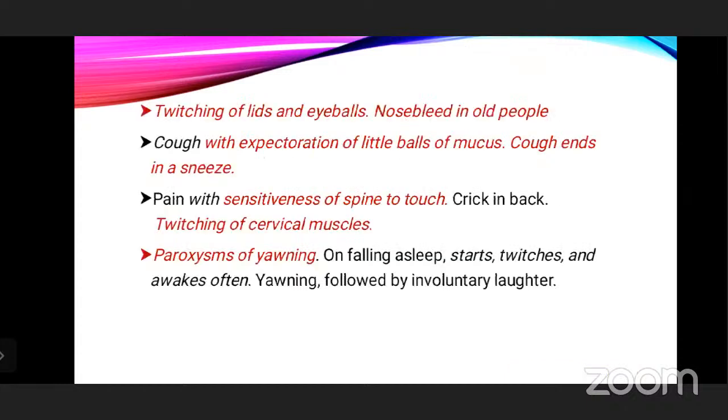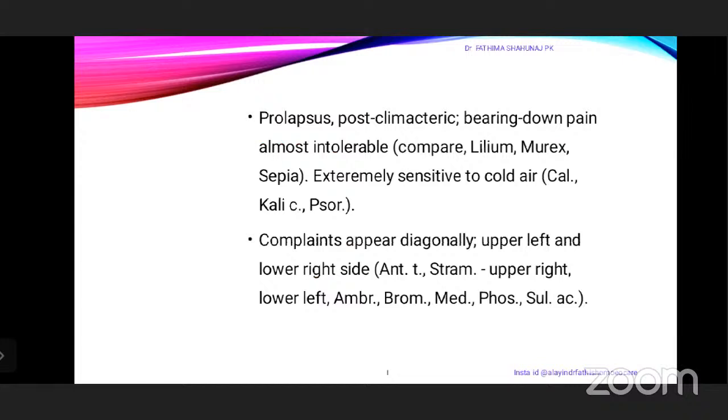I forgot to mention one thing here in the comparison. The complaints appear diagonally, that is upper left and lower right side. For that, Stramonium, mainly the patient will have the main affection on the left side. And there will be graceful rhythmic motion, violent pain in the left hip. Painless twitching of a single muscle or a group of muscles, mainly in the upper part of the body and mainly in the lower left portion.